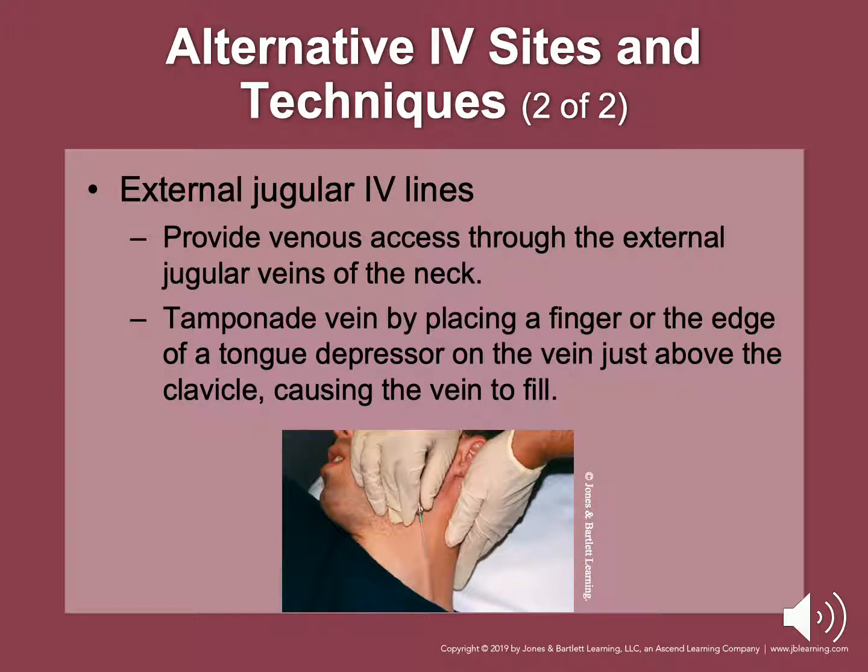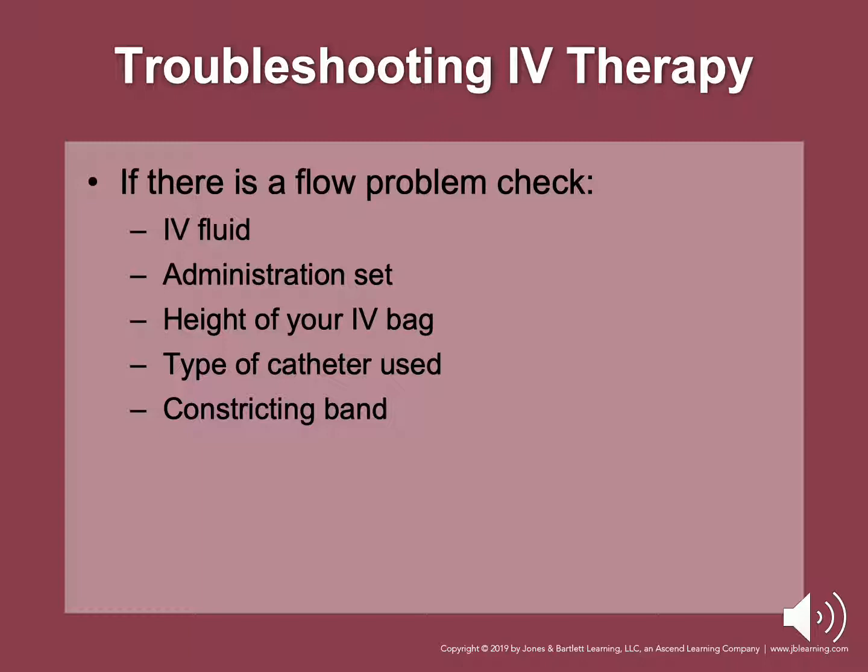If there is a flow problem, check the IV fluid. Check your administration set and the height of your IV bag. Always try to make sure it's high. Check the type of catheter used and whether you constrict the vein. You want to make sure you didn't leave that constricting band proximal to your site.